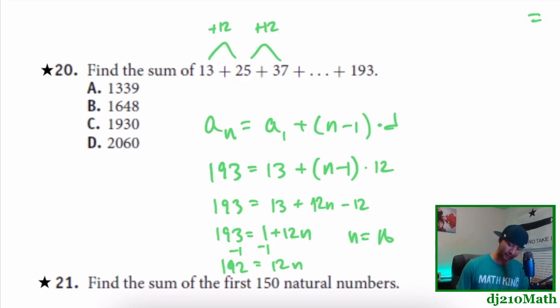So what does that tell us? That tells us that n has to be 16. So there's 16 from 13 to 193. There's 16 terms. So the sum of the first 16, which in this case all of them, is going to be, so n is equal to 16, right? That's what this is meaning. So 16 over 2. 2 times the first term plus n minus 1. So 16 minus 1, which is 15. Common difference, we said, was 12.